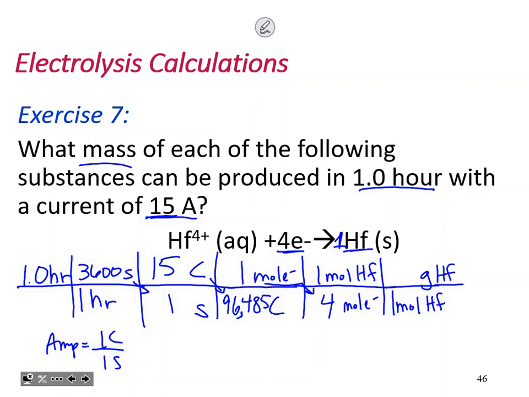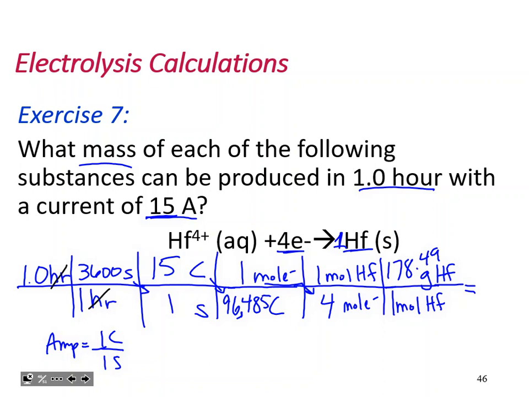So we need to look at our periodic table for that one. And what do we get for hafnium? Let's see here. Hf is going to be 178. What does it say? It says 178.49 on the periodic table. 178.49. Now check along everything to make sure it cancels.